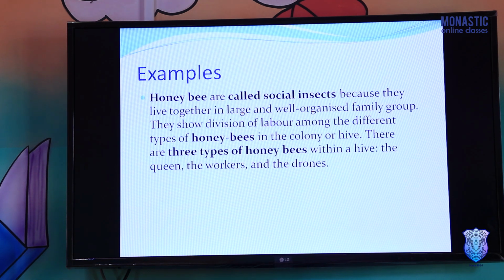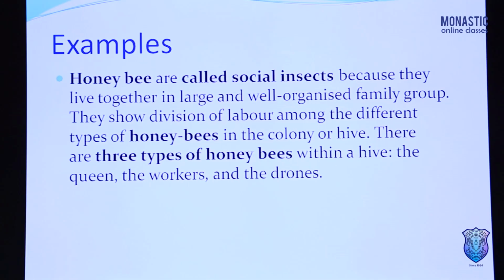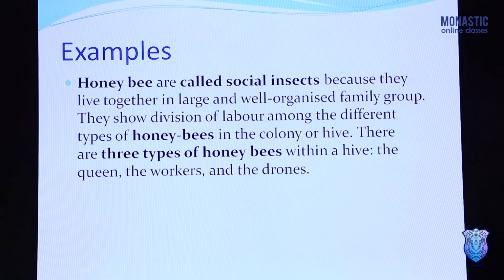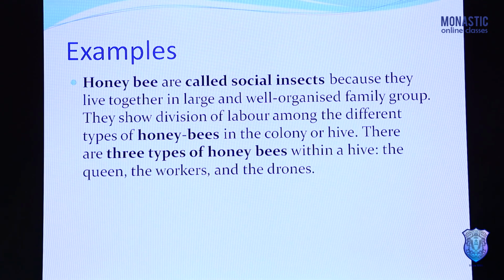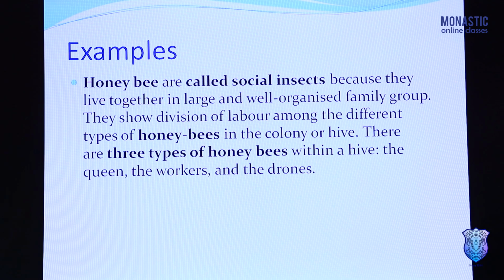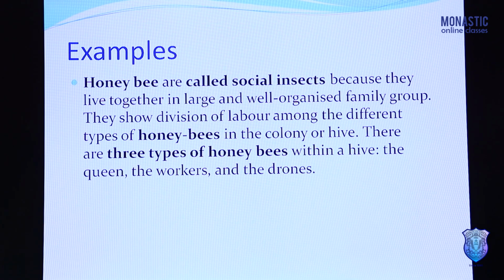Examples. The best example of social organization is the honey bee. Honey bees are also called social insects because they live together in large and well organized family groups. They show division of labor, meaning the work is divided among the different types of honeybees in the colony or hive. Hive means the comb where the bees live.